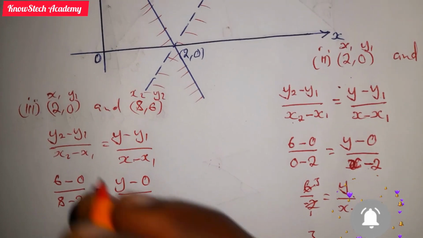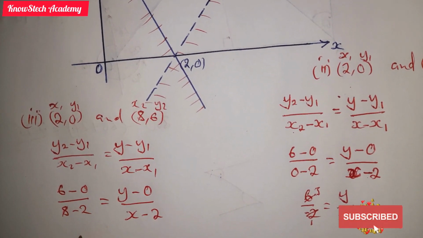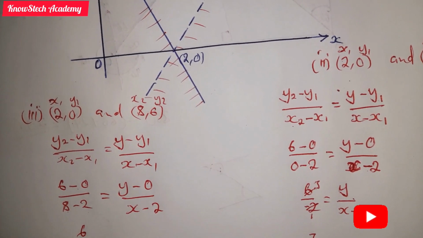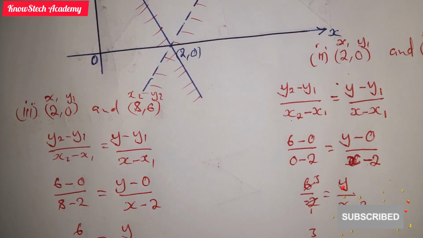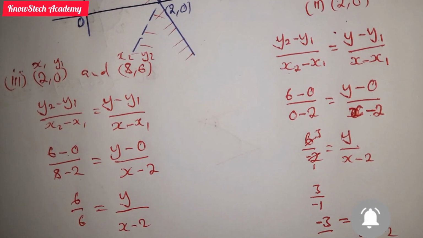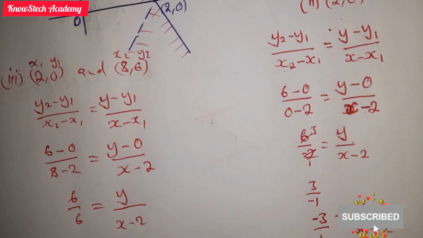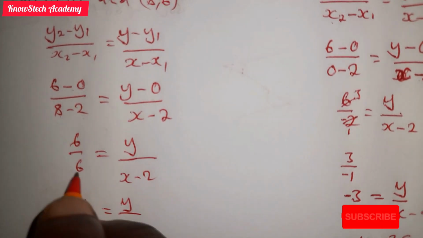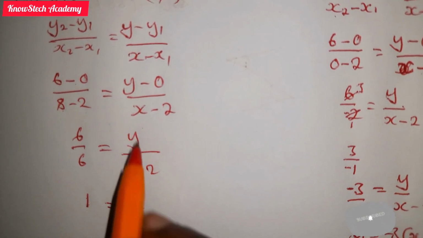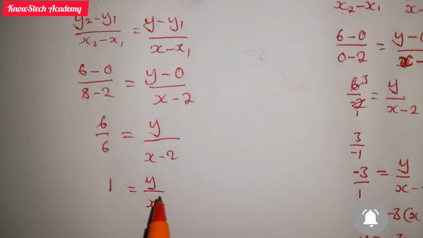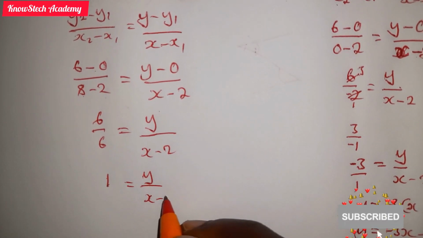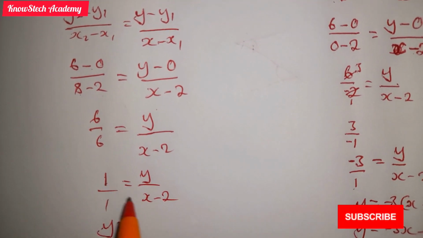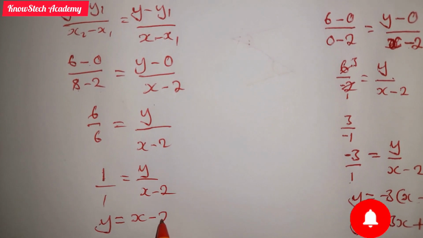So here we solve: 6 minus 0 is 6, 8 minus 2 is 6, and here it will be just y over x minus 2. 6 over 6 is 1, is equal to y over x minus 2. When you cross multiply, it will be y is equal to 1 times everything here, which is just x minus 2.